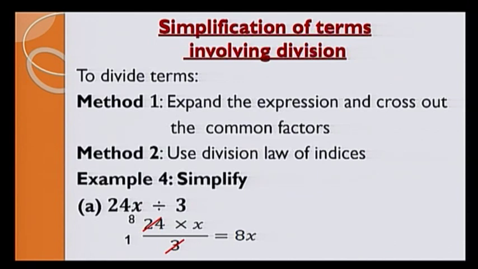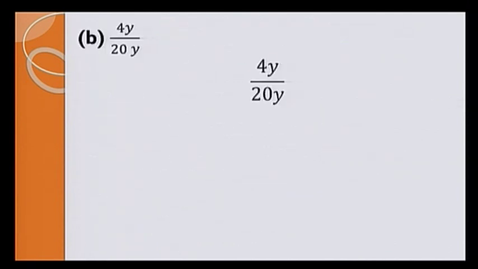Let's have a look at the second example. 4y divided by 20y. Again, we are going to simplify the numbers and we are going to simplify the variable. 4 into 4 will give us 1. 20 into 4 will give us 5.